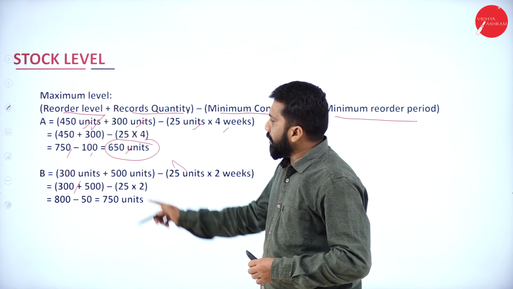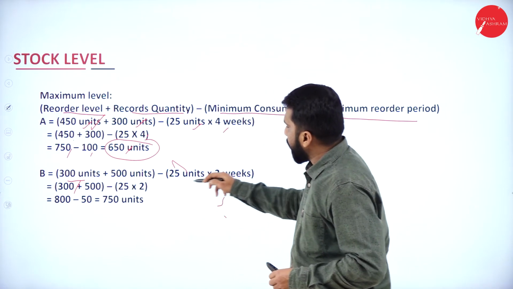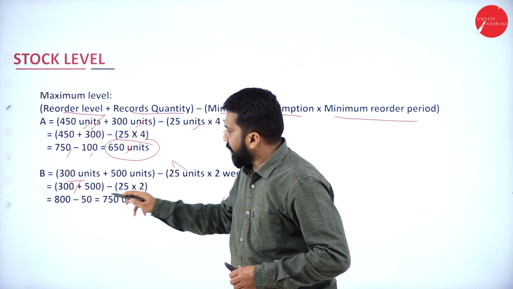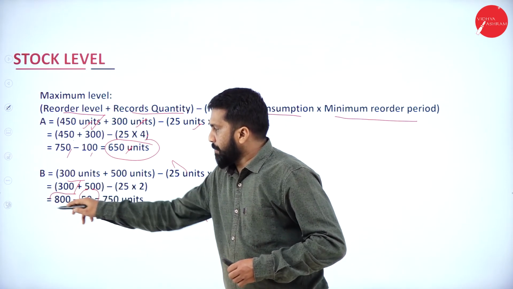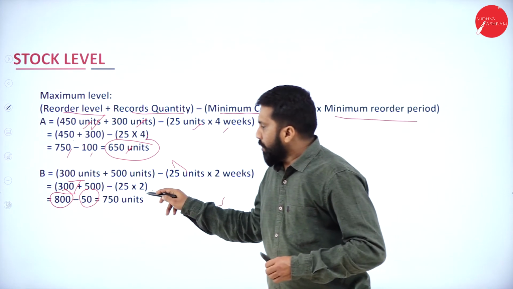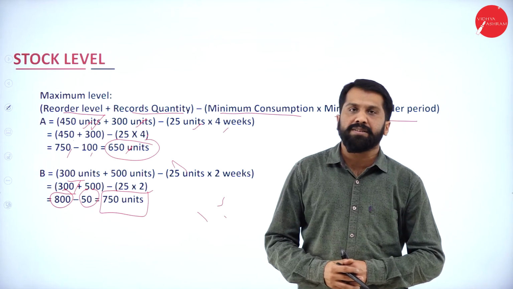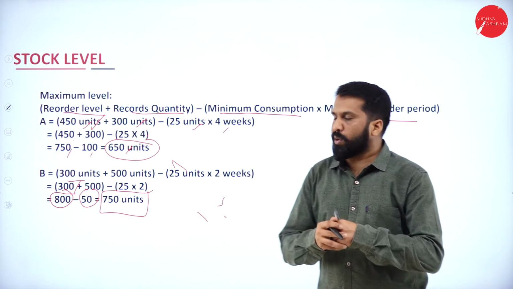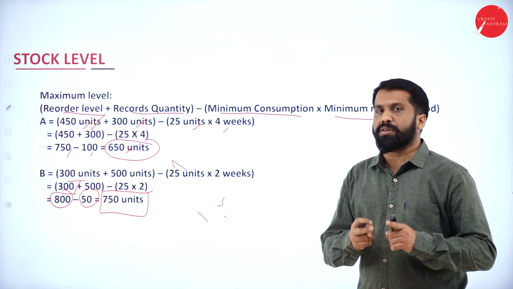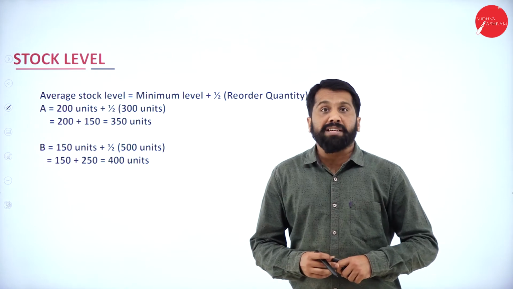650. Similarly, if you go for B, 300 plus 500 and 25 multiplied with 2. This will be 50, 25 into 2, 50. 500 plus 300, it is 800. What is your answer? Your final answer, we call it as 750 units. Any doubt? No doubt. This is all about your stock level. Any doubt? No. The last part will be called average stock level.